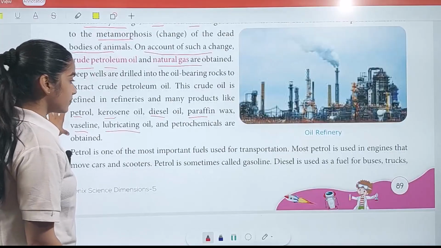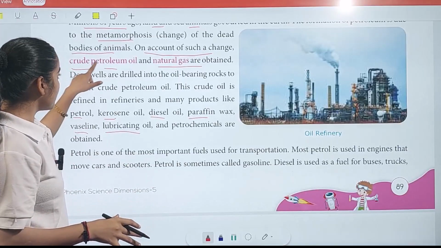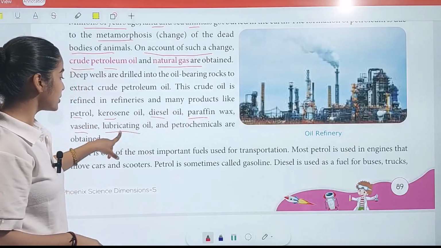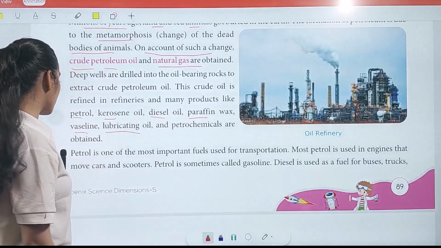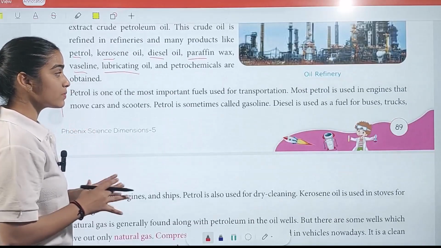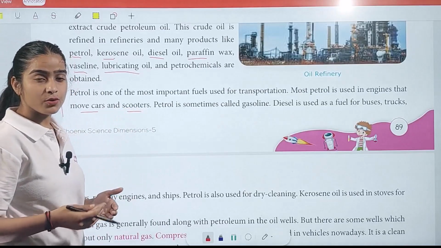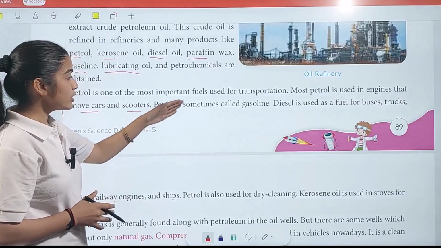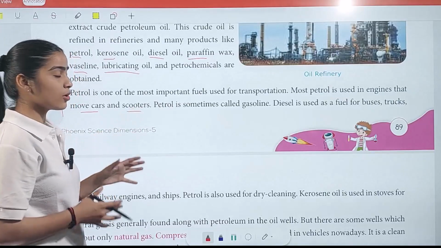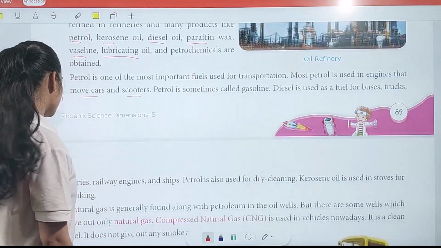So when we dig inside the earth, we get petroleum oil, as well as kerosene oil, diesel oil, paraffin wax, Vaseline, and lubricating oil. All these things are produced from that. Petrol is one of the most important fuels used for transportation. Most petrol is used in engines that move cars and scooters. Petrol is sometimes called gasoline. Diesel is used as a fuel for buses. So petrol is used for lightweight vehicles and diesel is used for heavy vehicles.